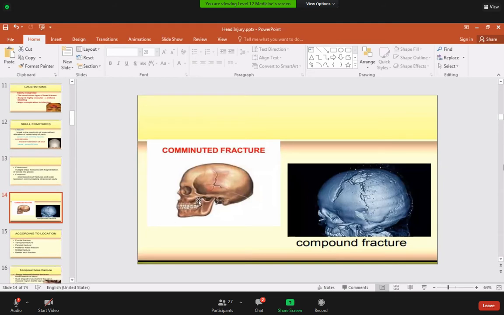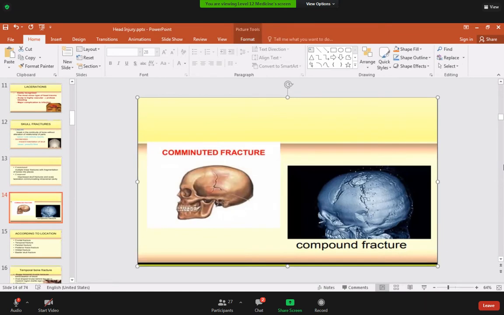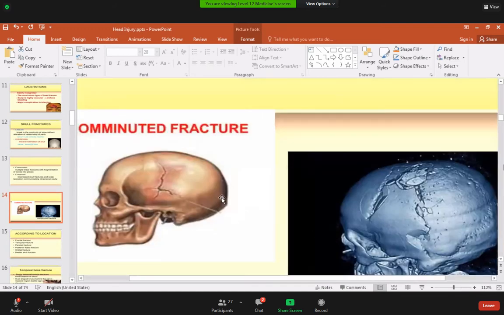Okay, here you can see a comminuted fracture, and there are multiple segments. This picture is not big. This is a comminuted fracture, and you can see there are multiple segments, and they may be associated with compound injury. This is a linear fracture, and you can see that the different fragments are not separate. It is a linear fracture, but there is no depression here. Here you can see the depression.